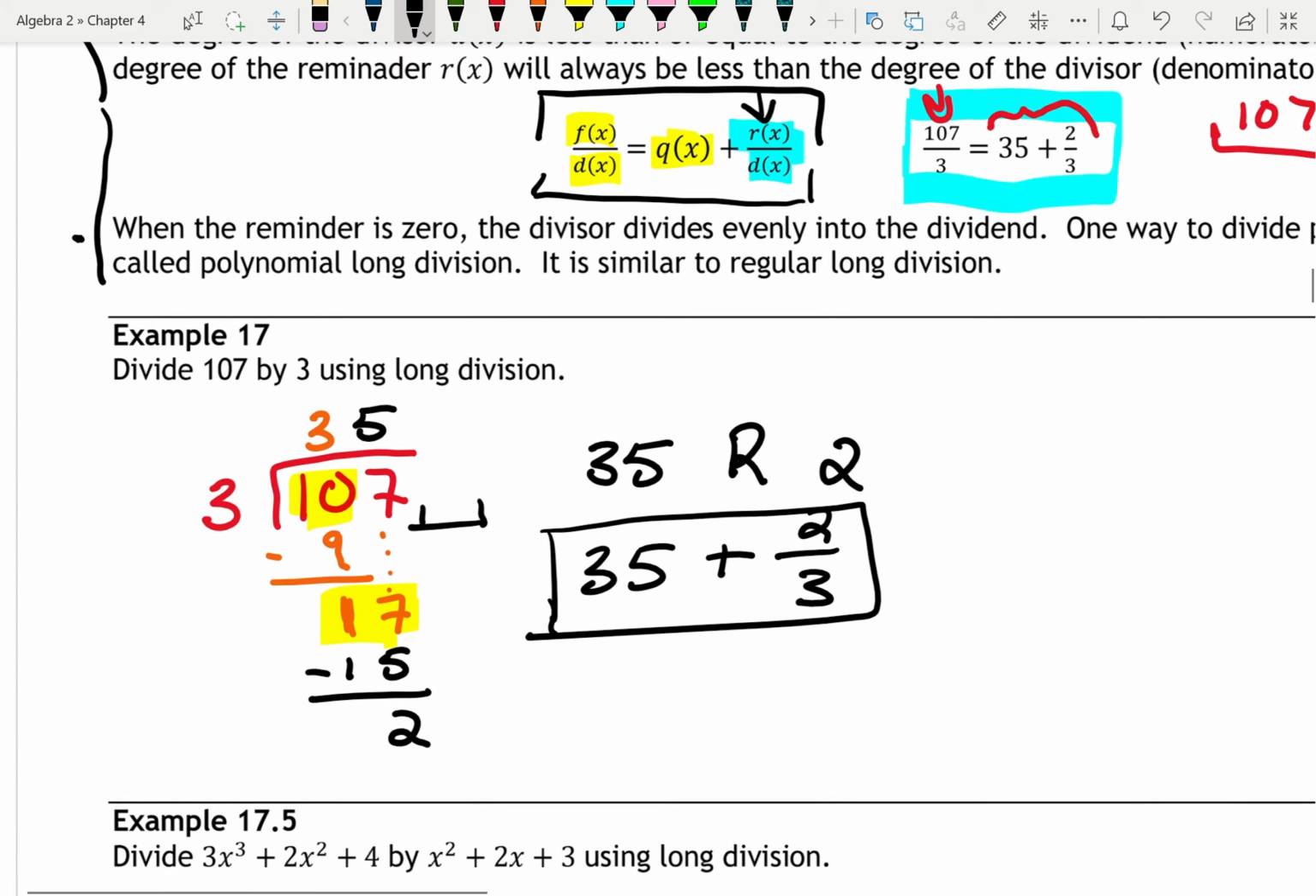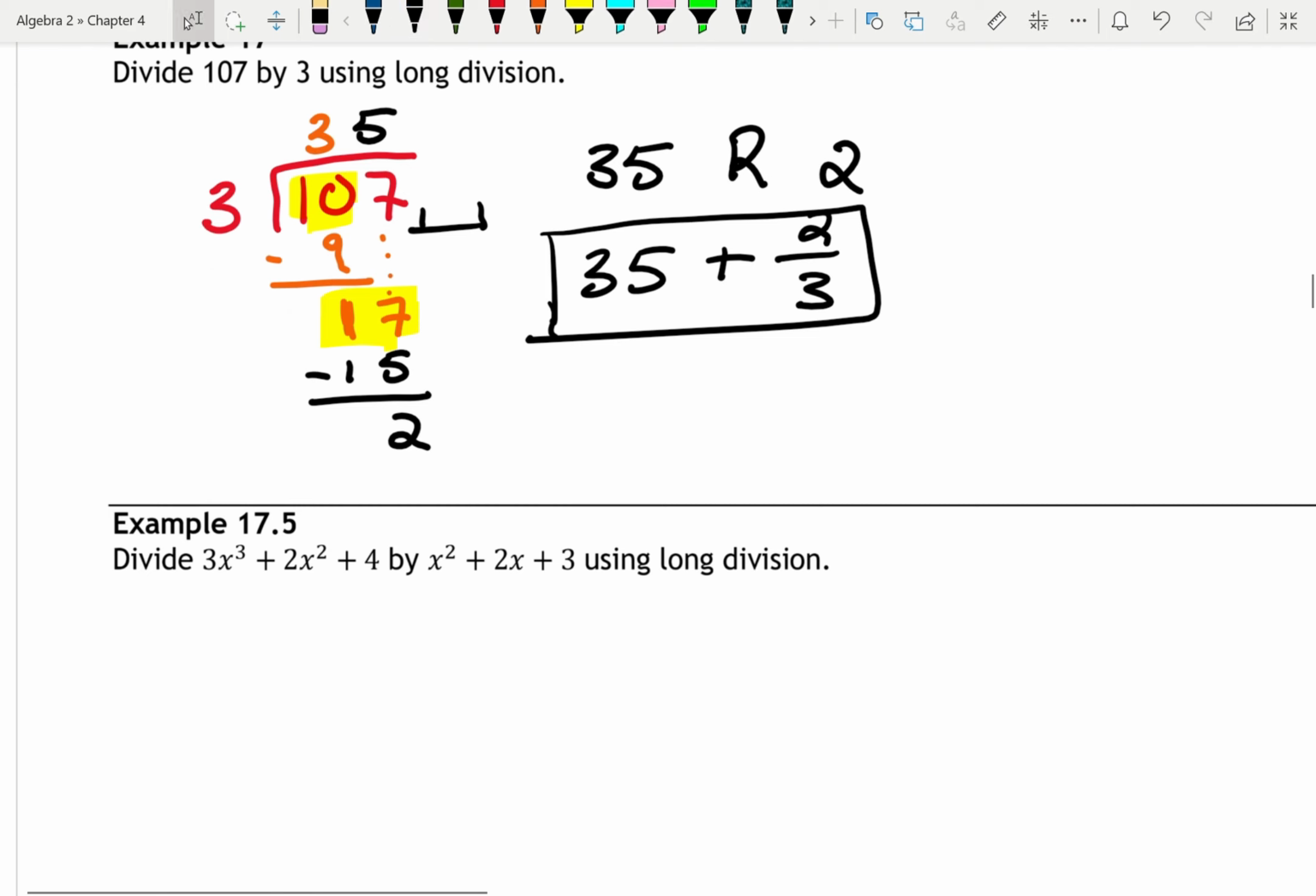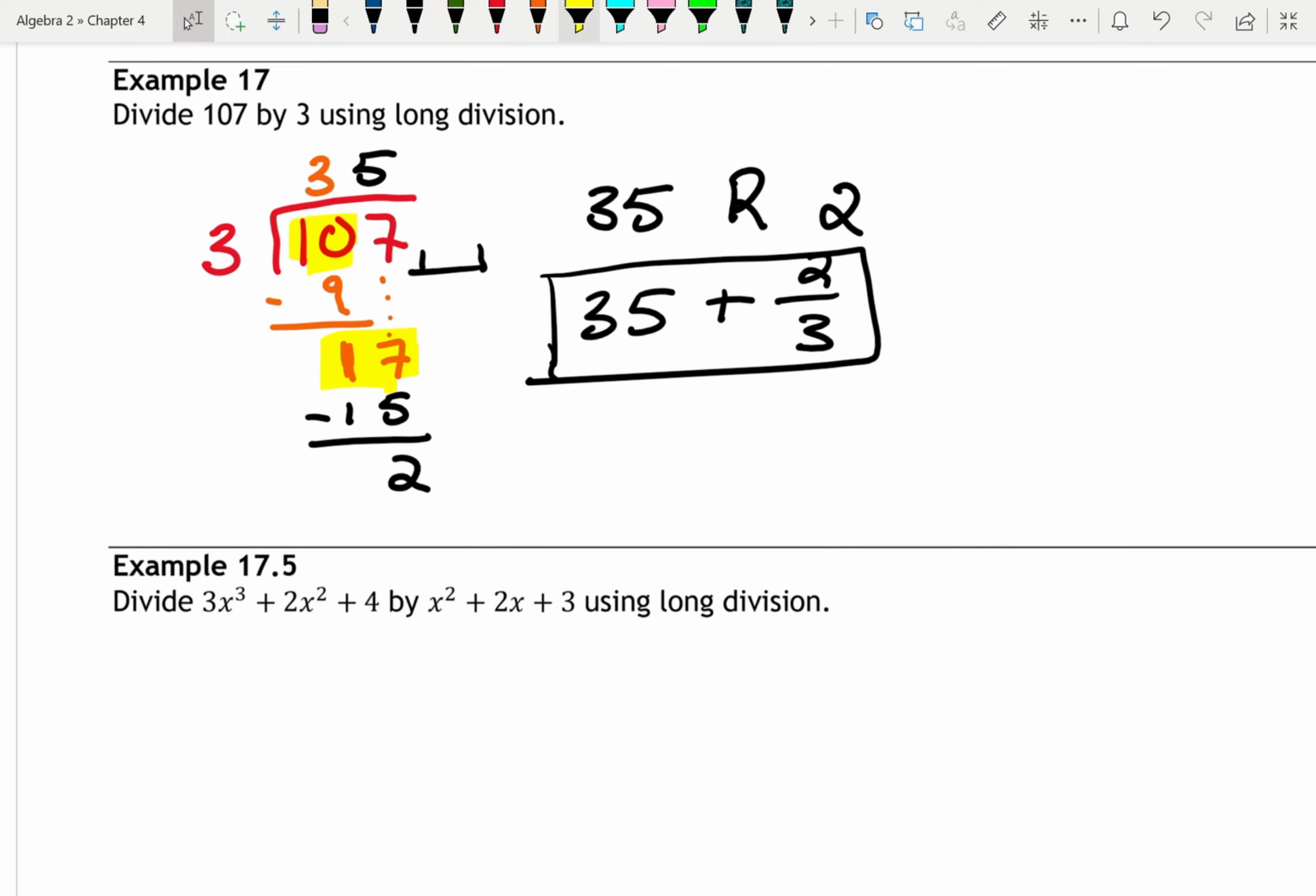So let's try out example 17.5, and we're going to use long division. So let's compare to what we had up here. We had the 107, which corresponds with this piece right there. And then we have the 3, which corresponds with that piece there. So the pink one is going to go under the house, and then the green one's going to go out front.